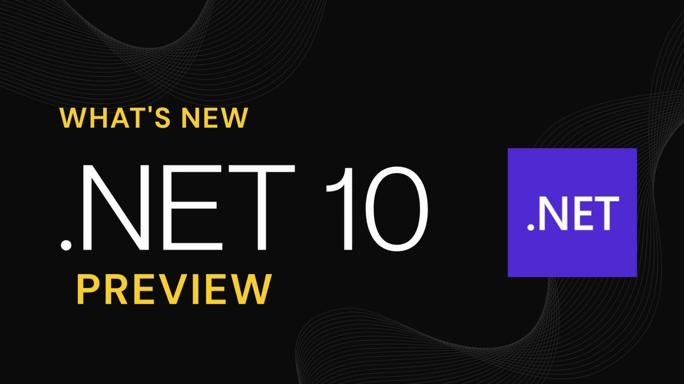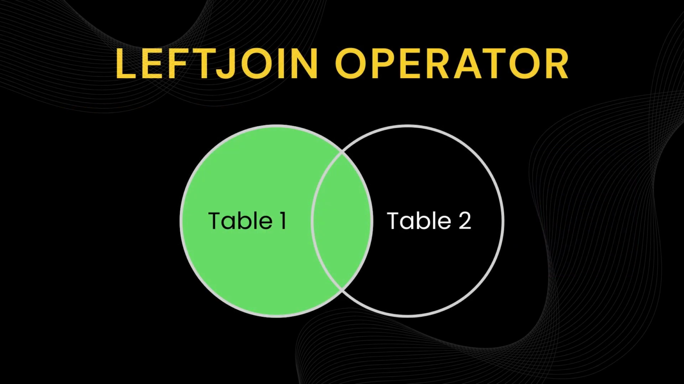Today, we've got something exciting to talk about, .NET 10 Preview. .NET 10 is the successor to .NET 9, and is supported for 3 years as a long-term support (LTS) release. Currently, we're in Preview 2, but I've seen an interesting feature in Preview 1 that I'd love to highlight. Let's talk about the new LeftJoin operator and how it simplifies our lives as developers.